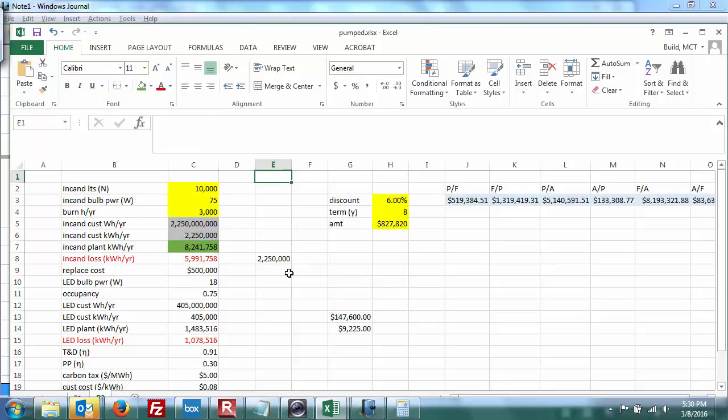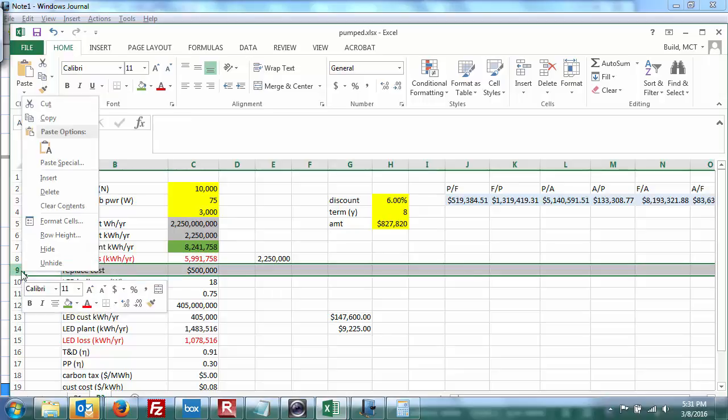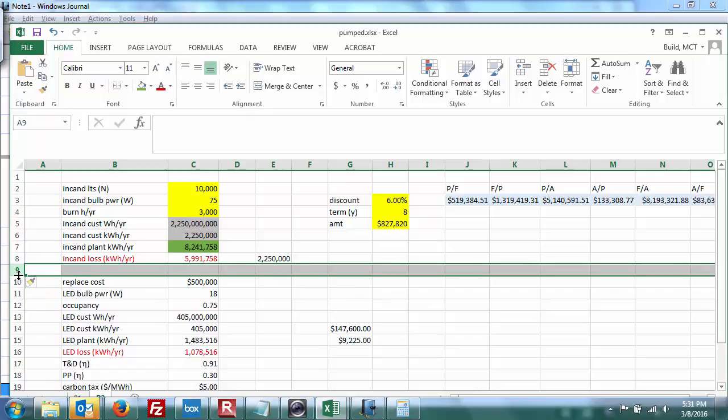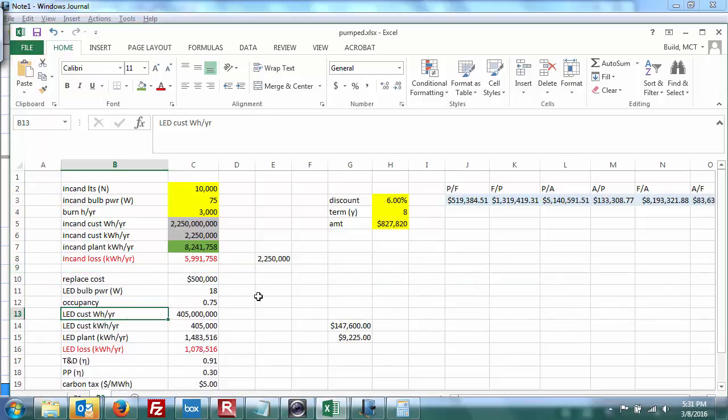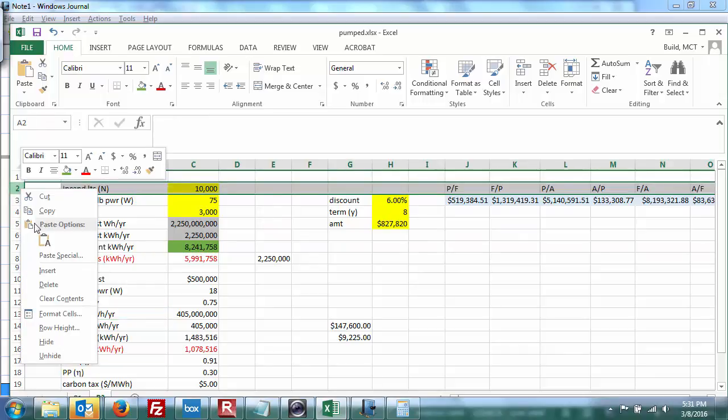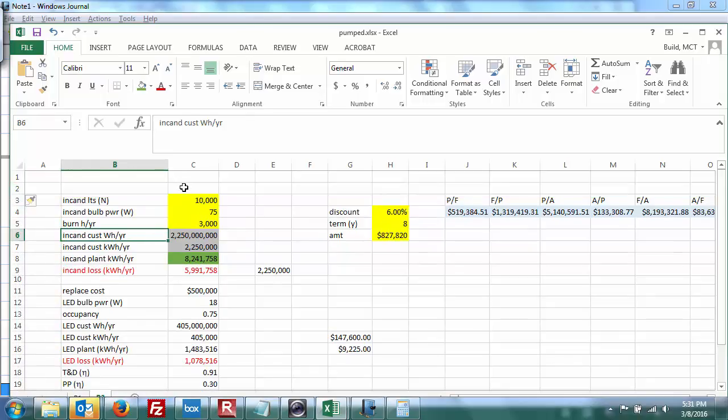Okay. The incandescent losses. Well, it's how much was made at the plant minus how much the customer used. Just subtract the two. The replacement cost was $500,000. I'm going to throw a little line in here, if you want to get fancy, and so you go ahead and get fancy with this. And I know it usually helps. Like, okay, I got this right.